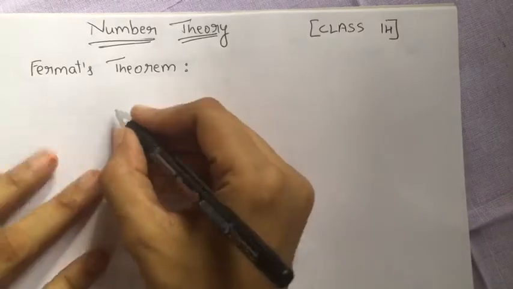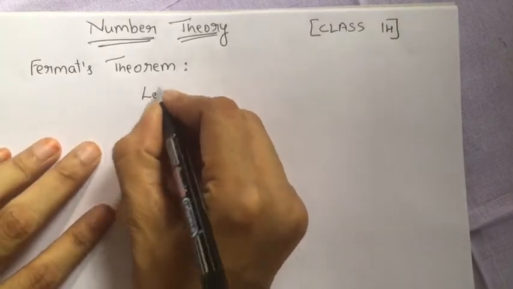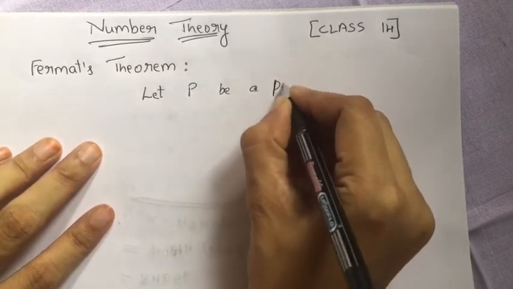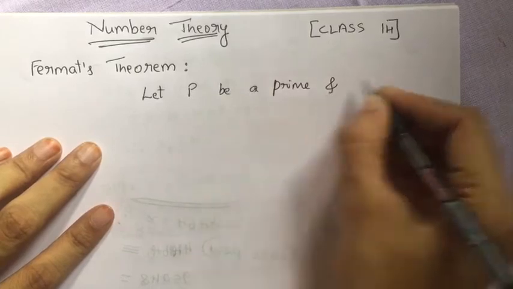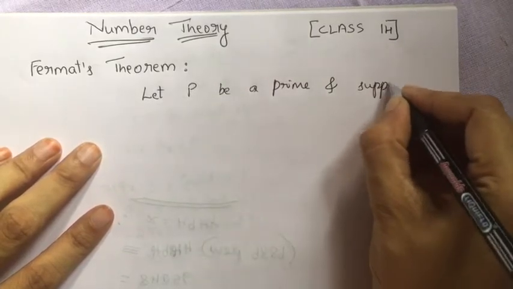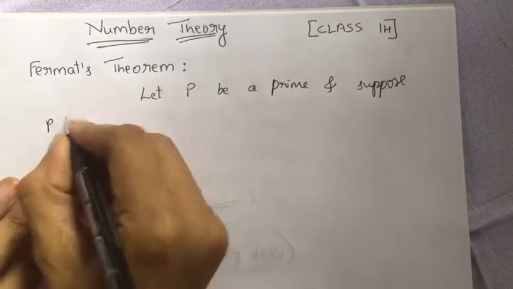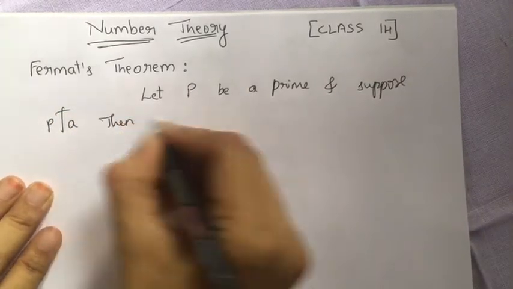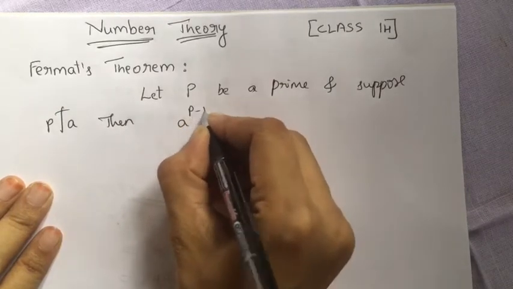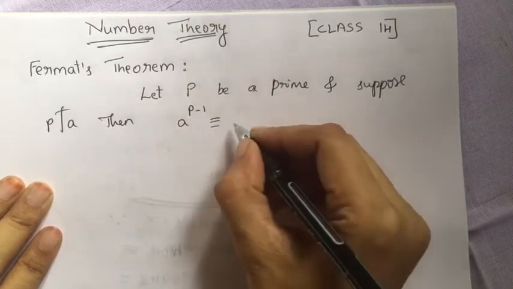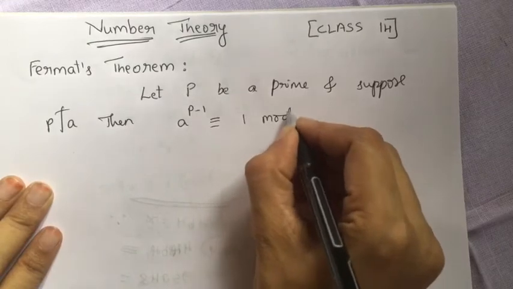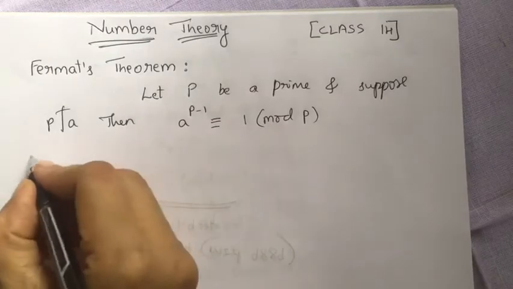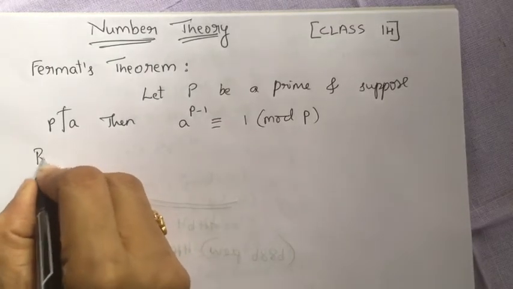It says, if p is a prime and suppose p does not divide a, then a^(p-1) is congruent to 1 mod p. How is that? Let us prove this.